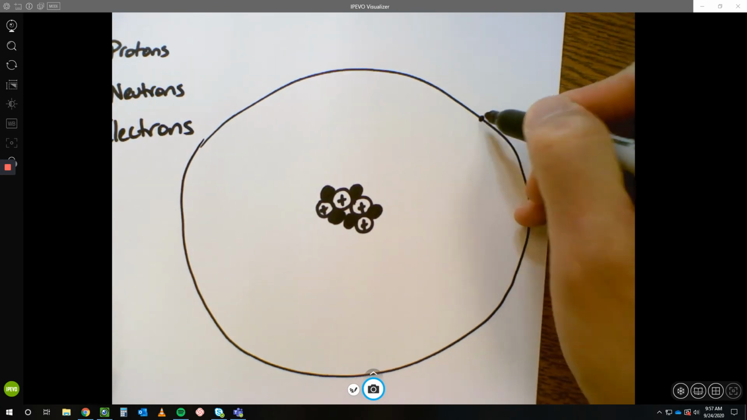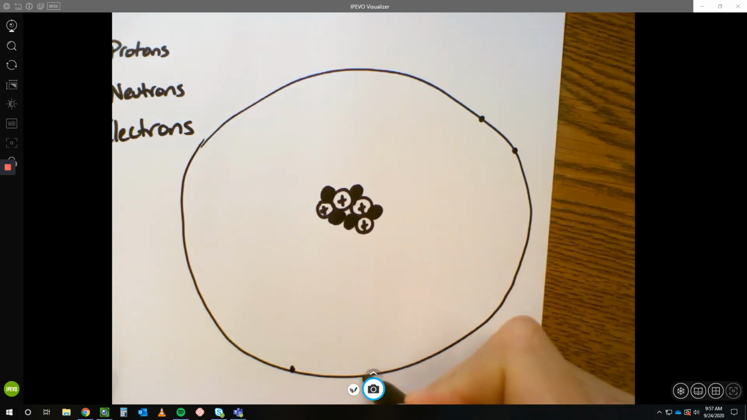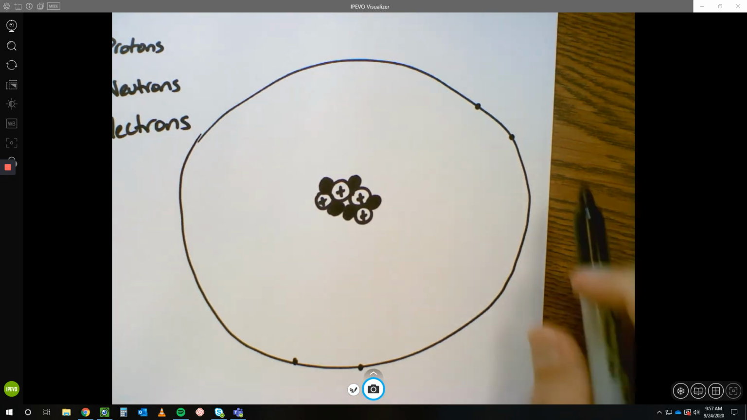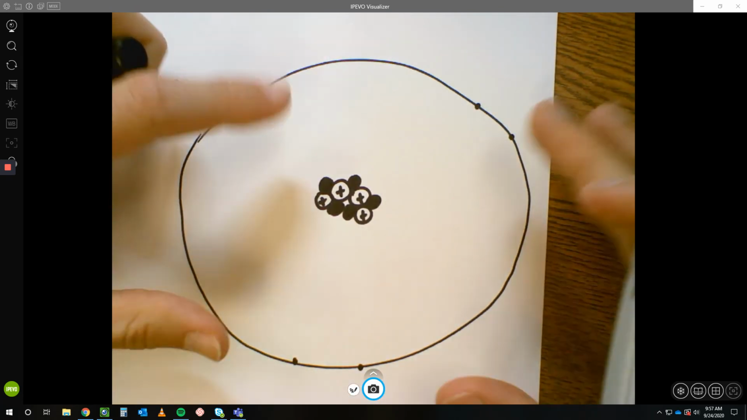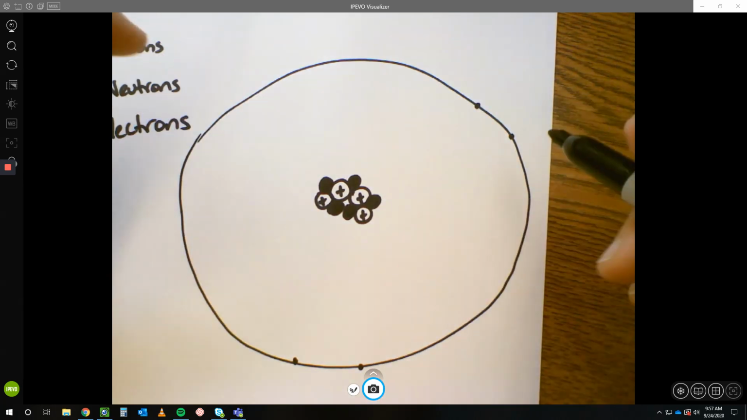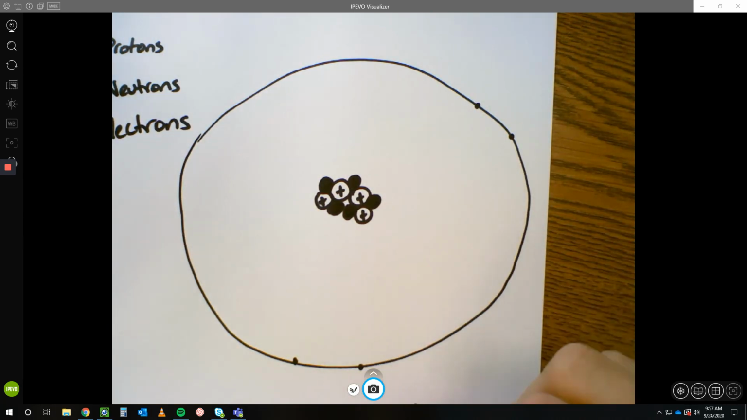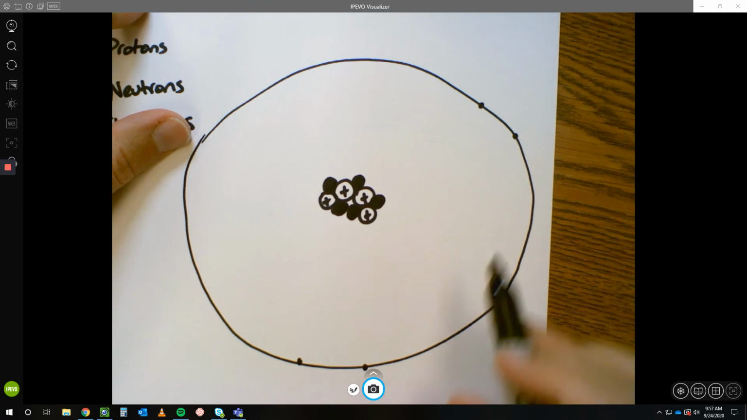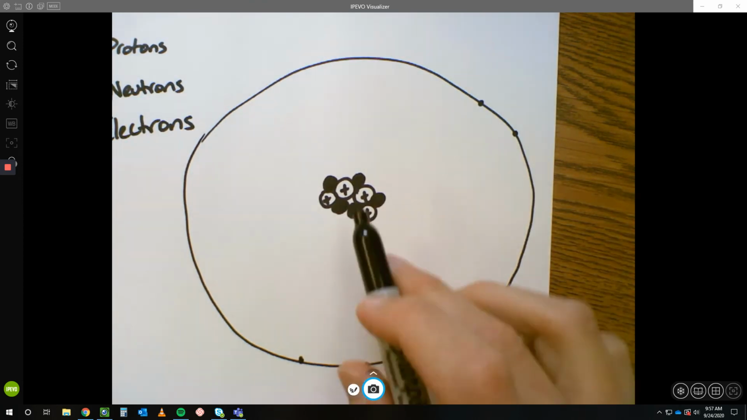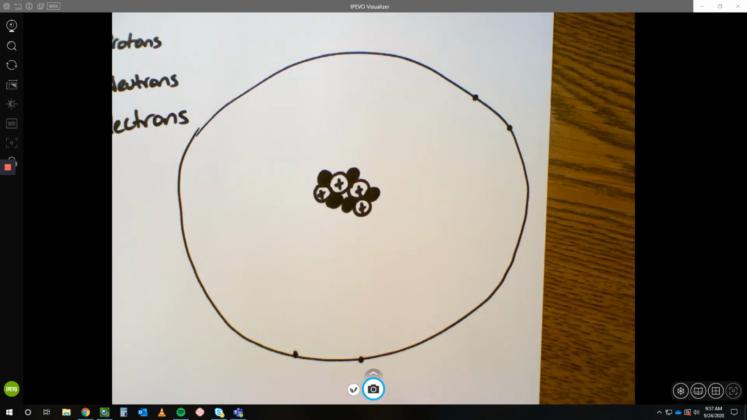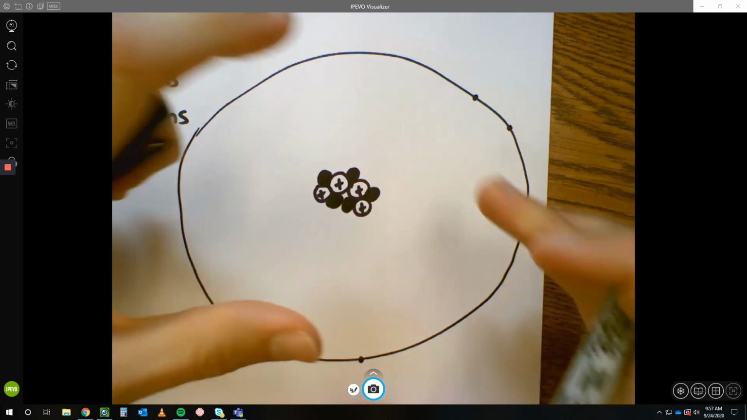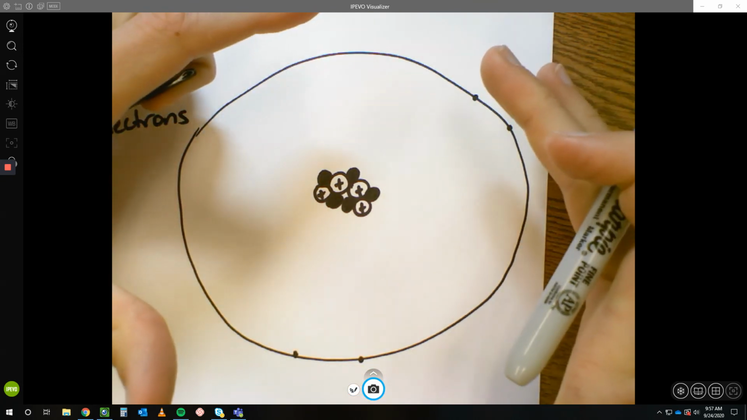There are 1, 2, 3, 4 electrons. It does not matter where you put them all around the circle. In real life, some electrons are actually farther from the nucleus and some are closer. But in 8th grade science, we're just going to say they're going around it, kind of like an orbit, like planets go around the sun. So we have 1, 2, 3, 4 electrons, 1, 2, 3, 4 protons, and 1, 2, 3, 4, 5 neutrons. This is an atom that is correctly drawn, but in reality, the electrons should be farther away.